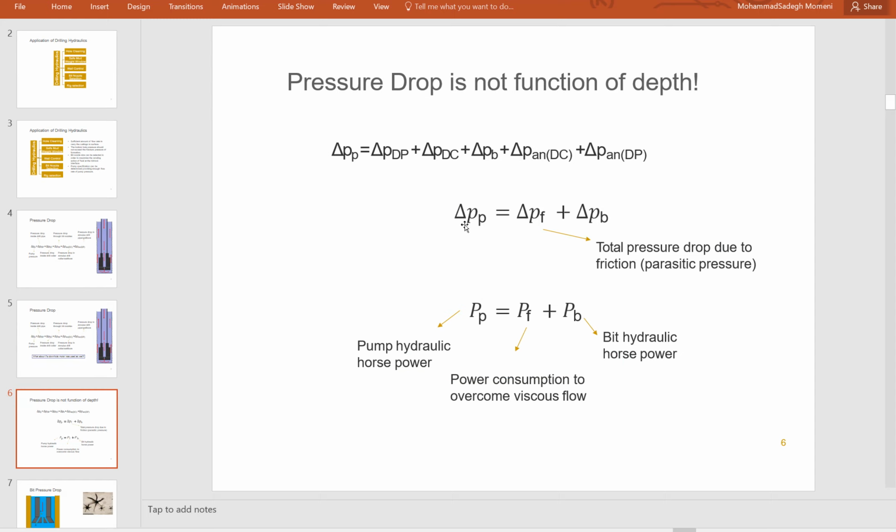So as we just mentioned in the OneNote also, we can simplify this equation by considering a delta PF, which is the total pressure drop due to friction. Everything that I have except the pressure drop in the bit. I also can write the pump hydraulic horsepower in the same way. So the pump hydraulic power would be equal to the frictional hydraulic power and the bit hydraulic horsepower.